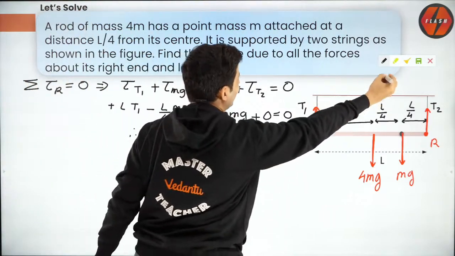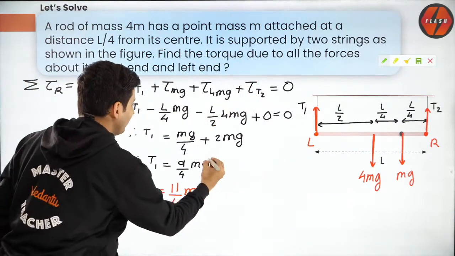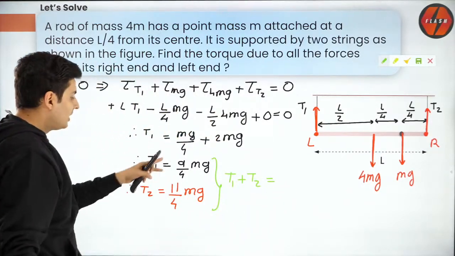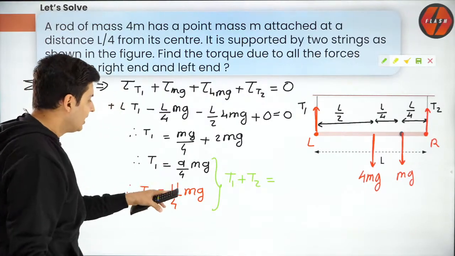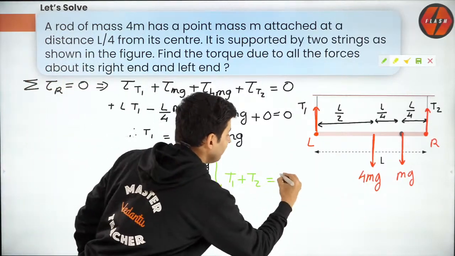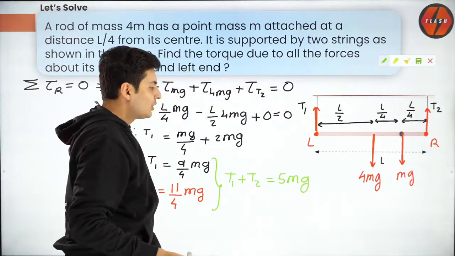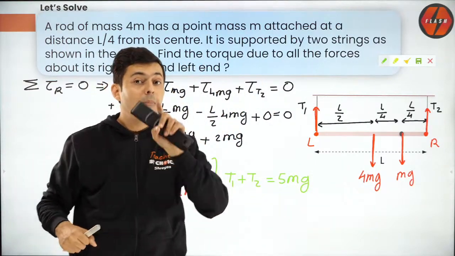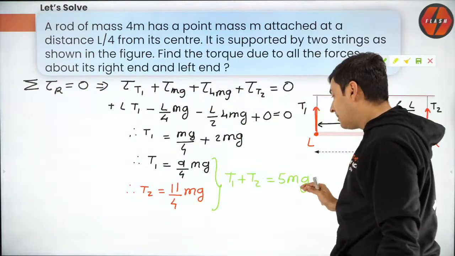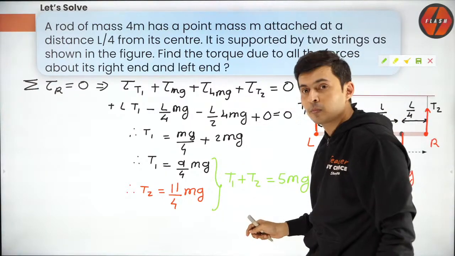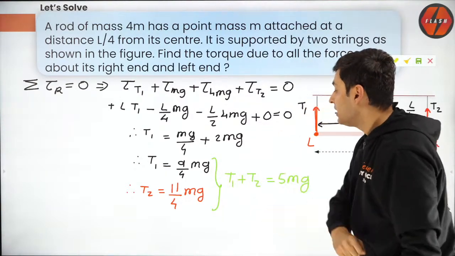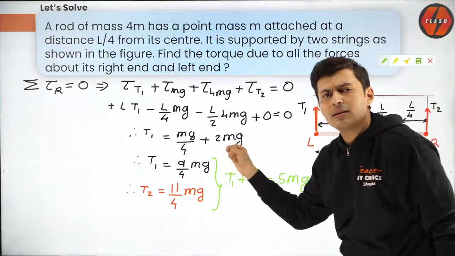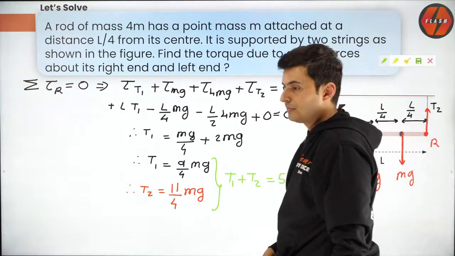Yes, coming to that, Krito, very good. So if you add both of them, T1 and T2, guess what do you get? T1 and T2, add both of them, 9 plus 11, 20, 20 by 4, 5 mg, correct. So you will get the answer. Originally, look at that, mg and 4 mg is 5 mg. But understand, just by T1 plus T2 being 5 mg, you will not get the values of T1 and T2. So to get T1 and T2, apart from this equation, you need either the torque about the right point or the torque about the left point. Only then you will get it.